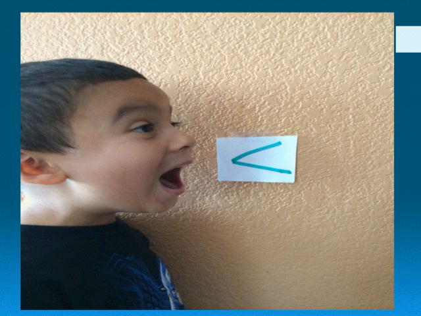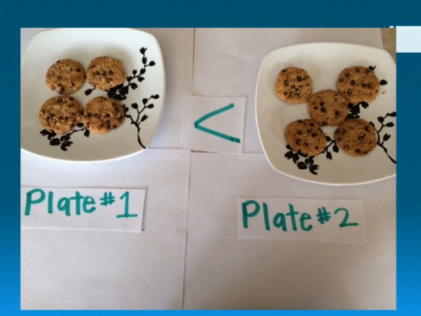5 cookies. When your mouth is opened, it makes a less than greater than sign. The greater than side is the side with the open mouth. The open mouth will always be pointing to the side with the greater number, because like Ruben, it wants to eat the side with the biggest amount of cookies. The less than side is the side with the pointy side. The pointy side will always point to the side with the smallest number.